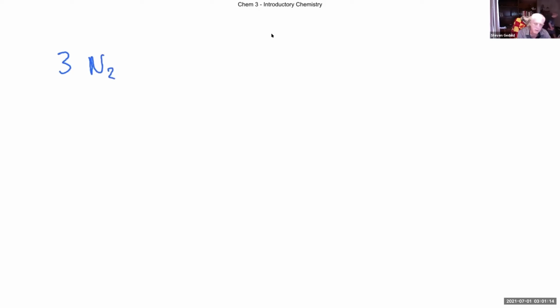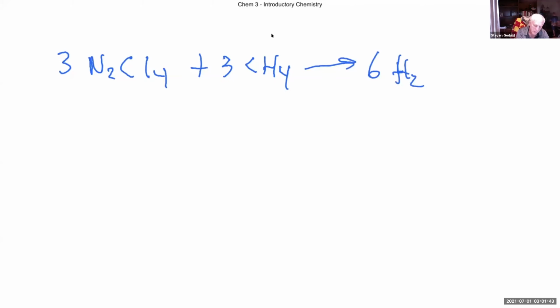So it said I had 3 nitrogens, those are just the 2 combined, the NCl forms, right? There's 2 nitrogens and 4 chlorines. There's 3 of those, and there's 3 CH4s. That's on the left side. There's a carbon with 4 hydrogens around it, and there's 3 of those. And on the other side, it should be 6 hydrogens and 3 nitrogen gases, just N2s, and 3 carbon tetrachlorides.